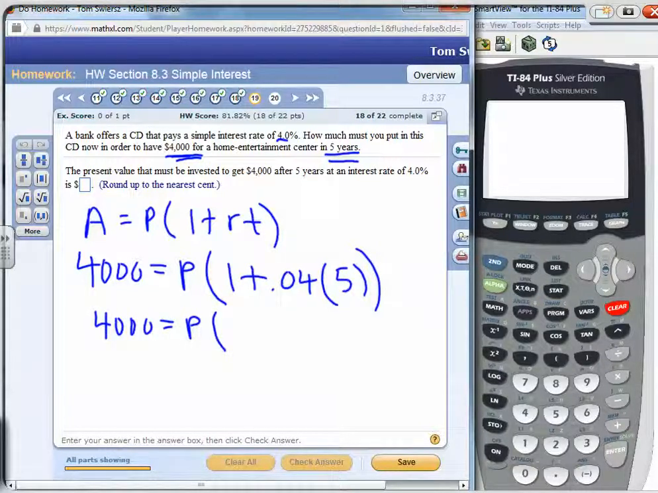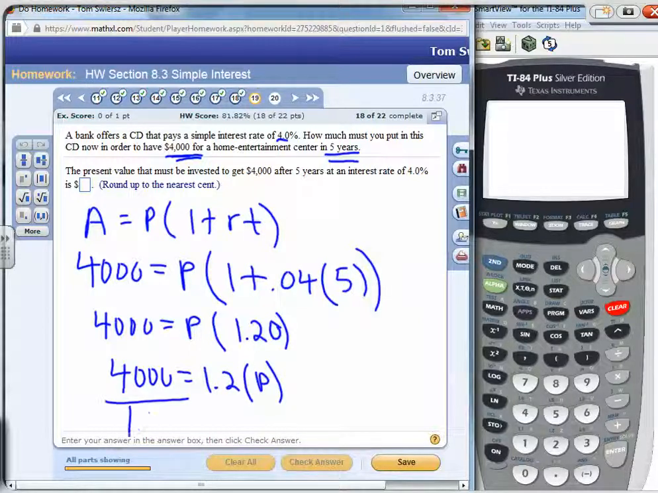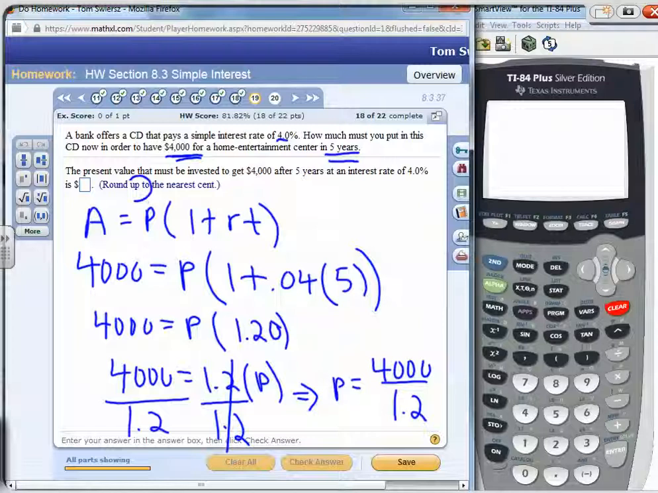So 4,000 equals P. You can get one number here. 5 times 0.04 is easy arithmetic, 0.20. So 1 plus 0.20 is 1.20. You can do it on your calculator. So 4,000 equals 1.2 times P. Divide both sides by 1.2, and get P equals 4,000 divided by 1.2. And again, be careful, you got that word round up. So we'll do that, and we have to make sure we round up.